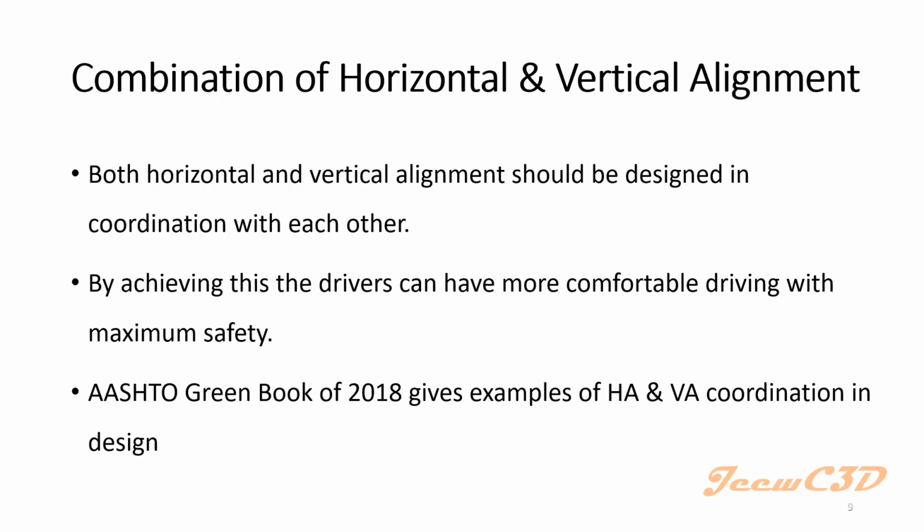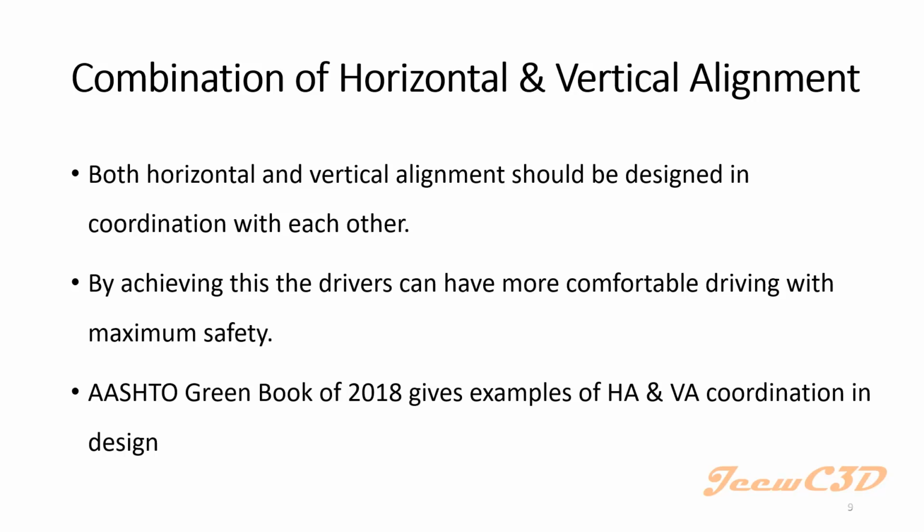So then we will be looking at the combination of horizontal and vertical alignment. In the initial part of this lecture, we looked at the horizontal and vertical control individually, horizontal only and vertical only. But now we are looking at both of them together. So how can we use both horizontal and vertical alignment together to have better driving comfort, better safety and a better road from our design perspective?